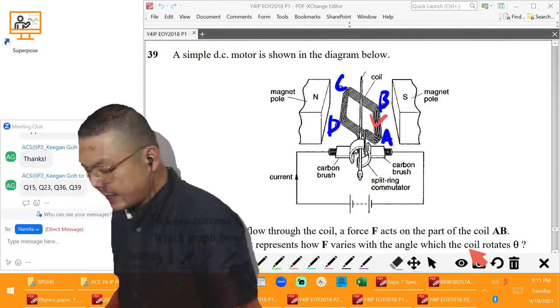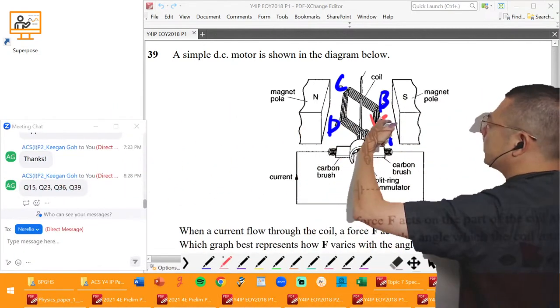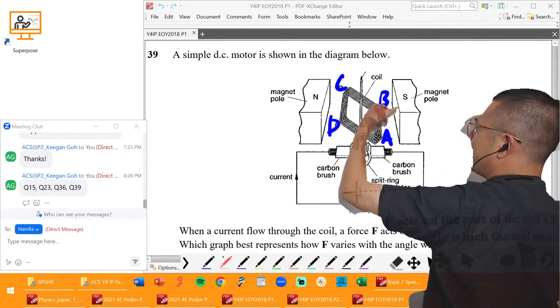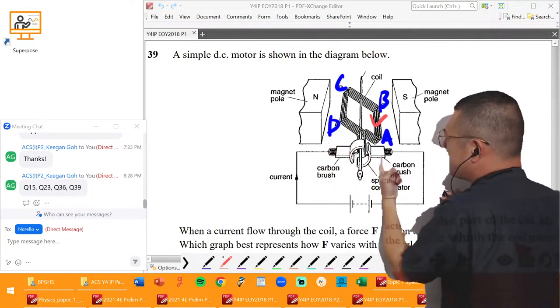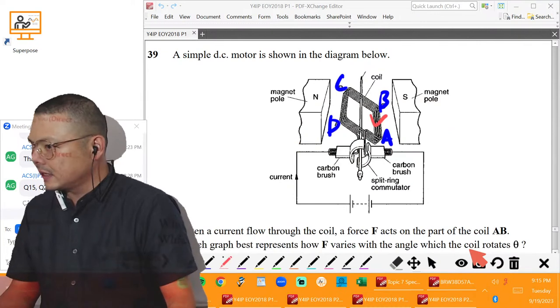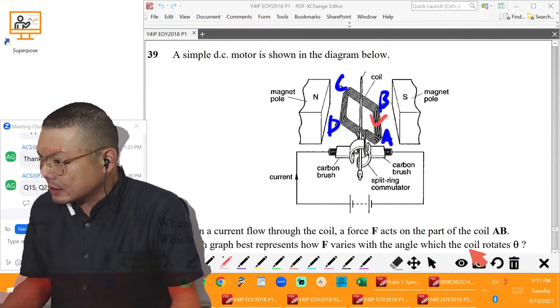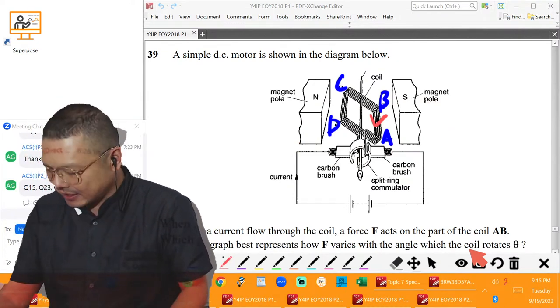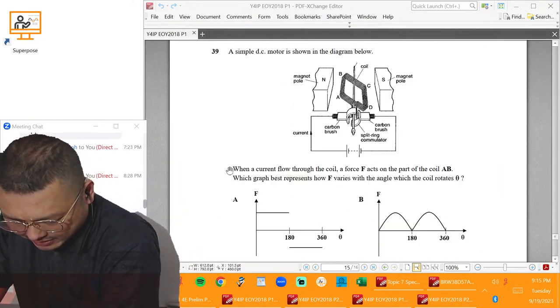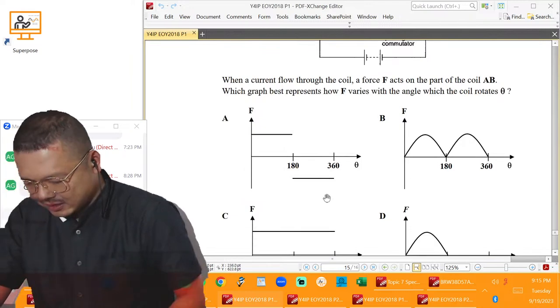Right, it'll flow this way, isn't it? Then you use your left hand rule, then the force will be up, right? So it points down on this side and it points up on the other side. So obviously to me the direction changed, right? But A is not the answer? A is the answer. A is the answer. Okay, you're lucky. You know why?